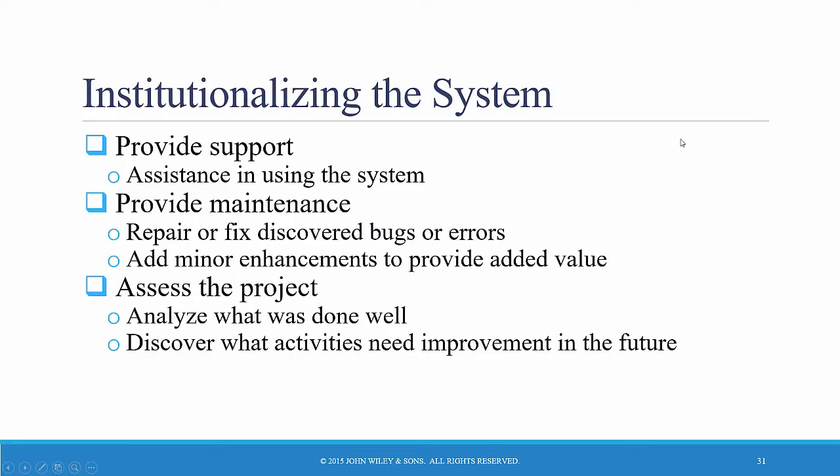Often there will be a new operations group formed after the new system is implemented. This group is responsible for the operation of the new system as opposed to the project team, who is responsible for the development of the new system. Institutionalizing the system includes, of course, providing support, providing maintenance, and assessing the project.